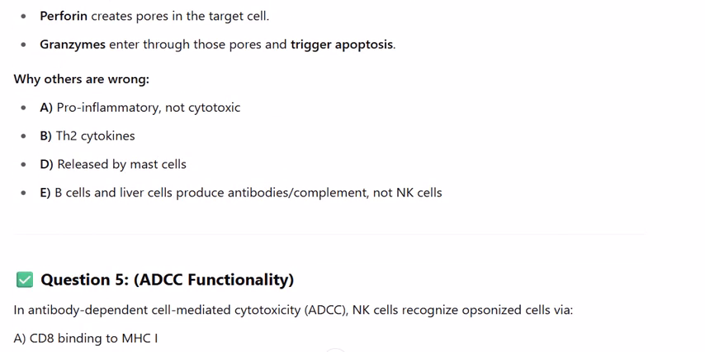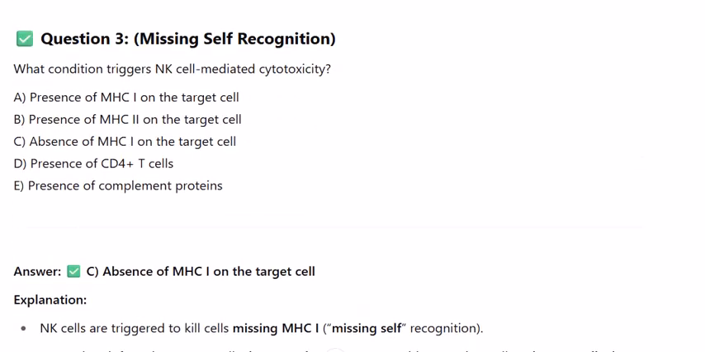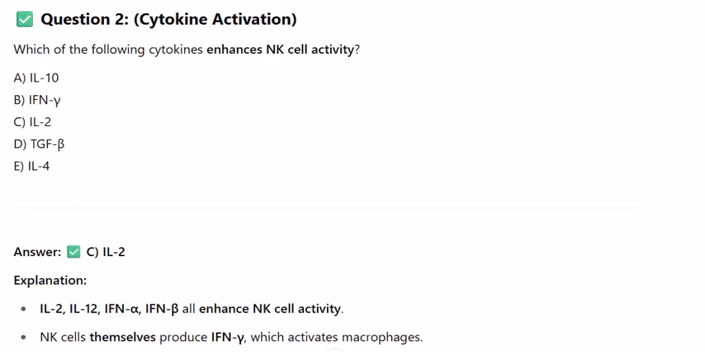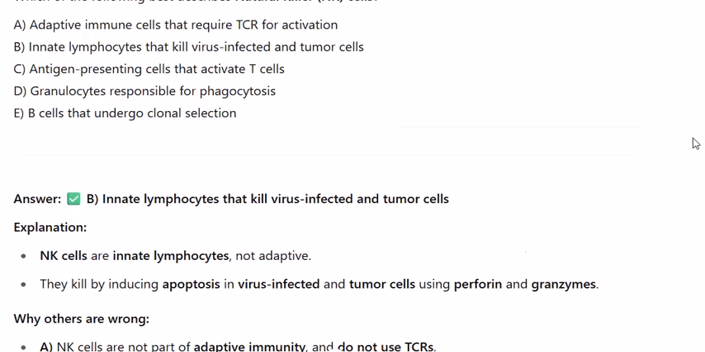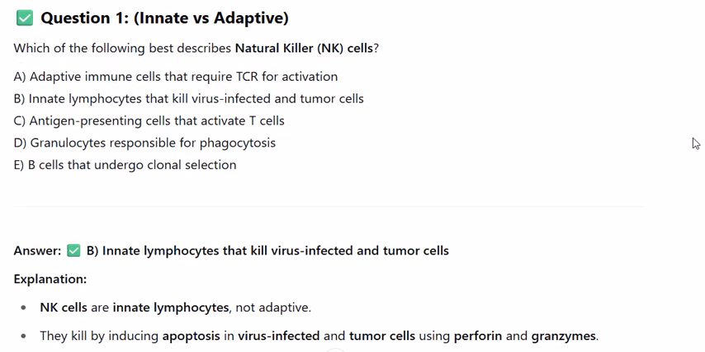USMLE-style questions focused on the major functions of natural killer (NK) cells, covering role in innate immunity, mechanisms of apoptosis, perforin and granzymes, cytokine activation, lack of MHC as a trigger, and ADCC via CD16. Each question includes 5 options with explanations for correct and incorrect answers.